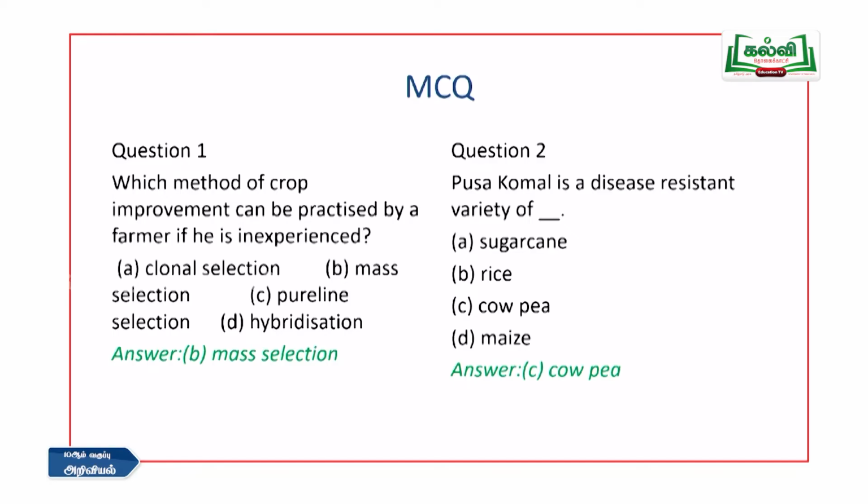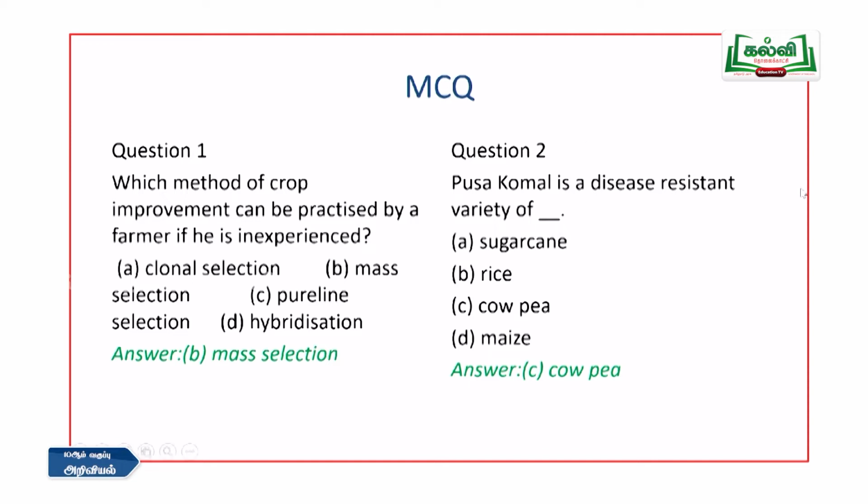First one, choose the correct answers. Here there are totally 10 questions. Question number 1, which method of crop improvement can be practiced by the farmer if he is inexperienced? A. Clonal selection, B. Mass selection, C. Pure line selection, D. Hybridisation. Answer B. Mass selection.